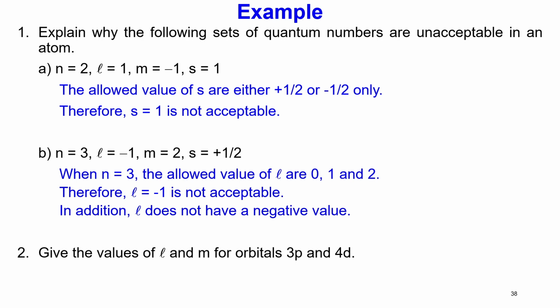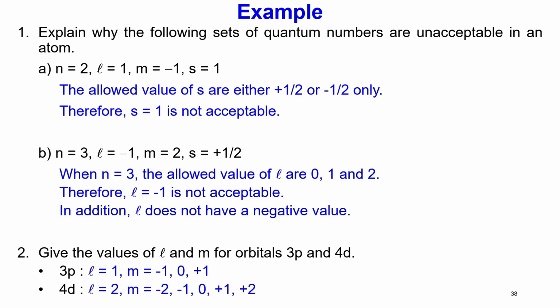Give the value of L and M untuk 3p dan 4d. Jadi untuk 3p, L there is equal to 1. Magnetic possible value is -1, 0 and +1. Untuk 4d, okay, 4d, L is equal to 2. So the magnetic is -2, -1, 0, +1 and +2.